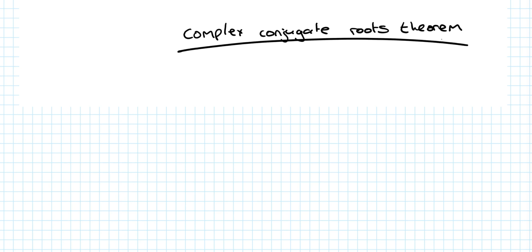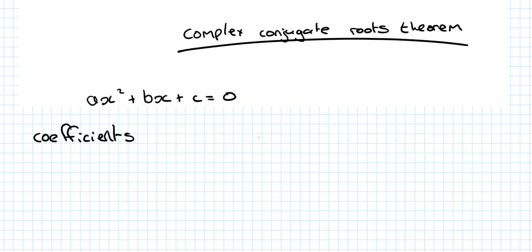Okay, so in this video we're going to be looking at the complex conjugate roots theorem. But before we go any further, it's probably worth recapping. If we had an equation that was ax squared plus bx plus c is equal to 0, the coefficients is a fancy maths word for the numbers in front of. So the coefficients are the numbers in front of our variables, x, and the c at the end is a constant. It's a constant because there's no variable beside it.